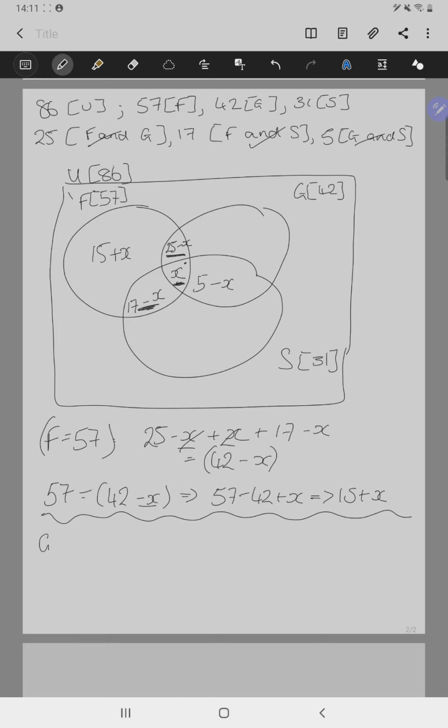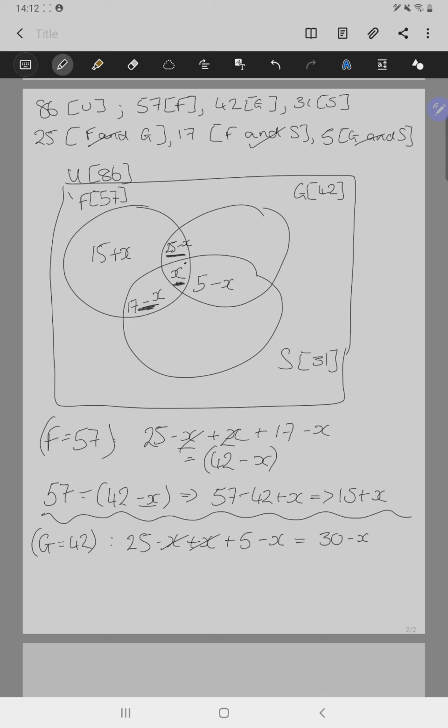Let's have a look at German. German in total, there are 42 people. So far, we have 25 minus x plus 5 minus x, which gives us in total 30. A minus x and a plus x will cancel, so 30 minus x.